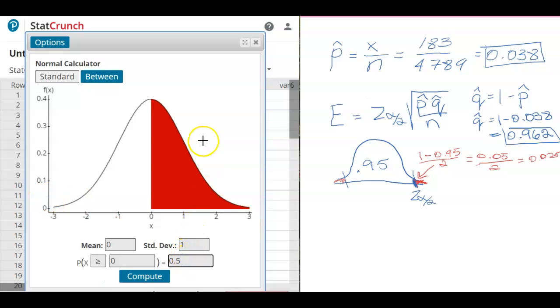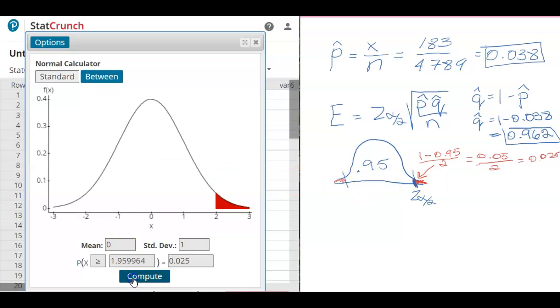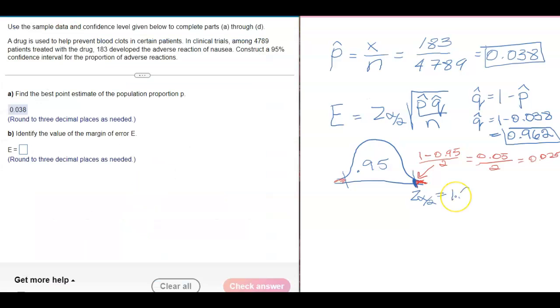Let's open StatCrunch. In StatCrunch, we go to Stat, Calculators, Normal, change the area to the right of the z-value, and enter that area that we just found, 0.025. Compute. The critical value that separates the critical region on the right from non-critical region is 1.959964. Let's round it to 2 decimal places, 1.96.